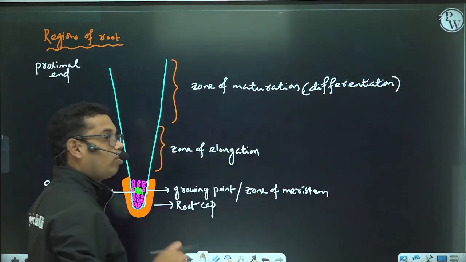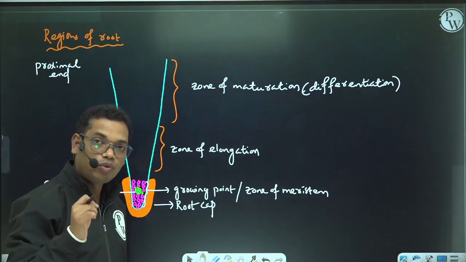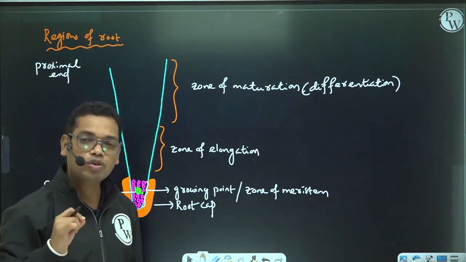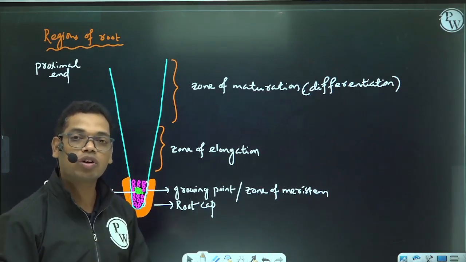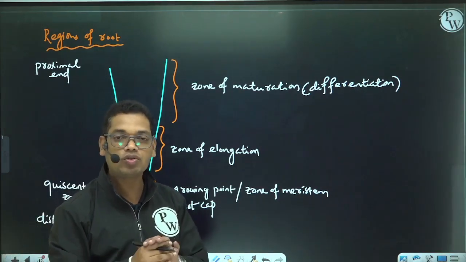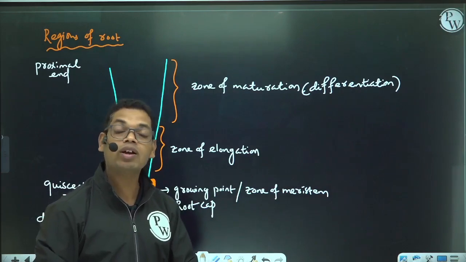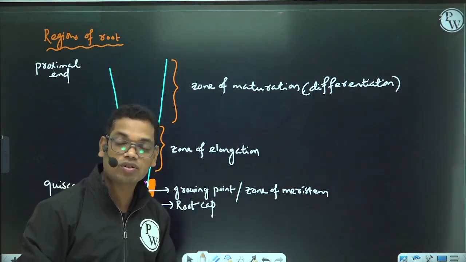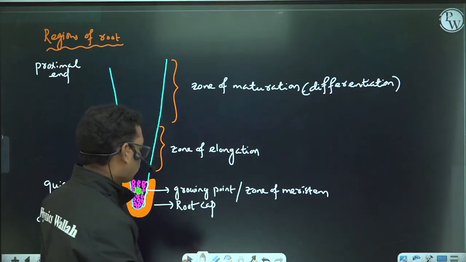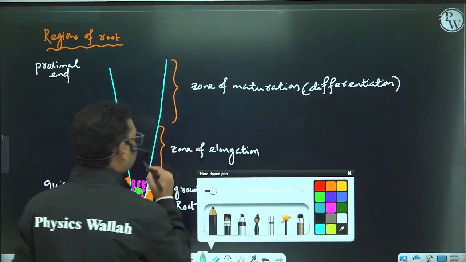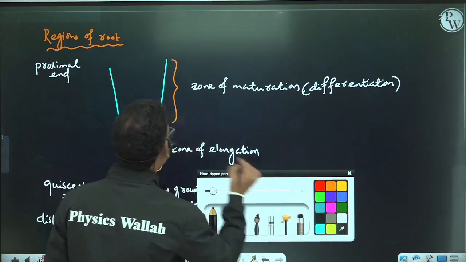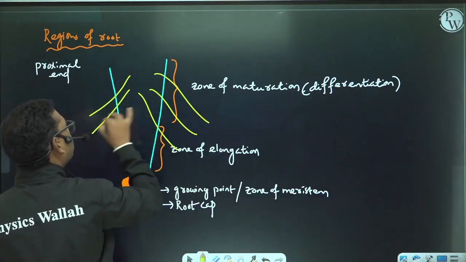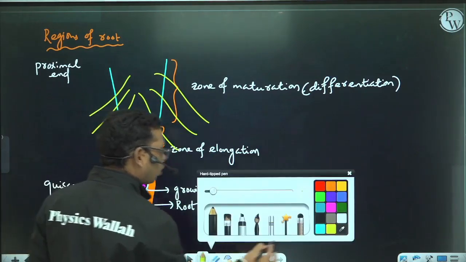And we know one of the main functions of the root is to absorb water and minerals. So do you think that the entire root is going to absorb water and minerals? No, it is the root hairs. And the root hairs are present only in the zone of differentiation, the zone of maturation. So let me draw the root hairs. Suppose these are the root hairs.